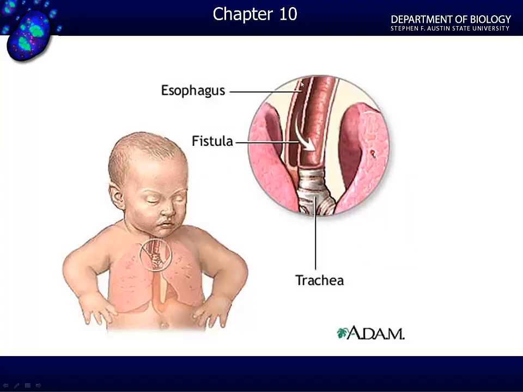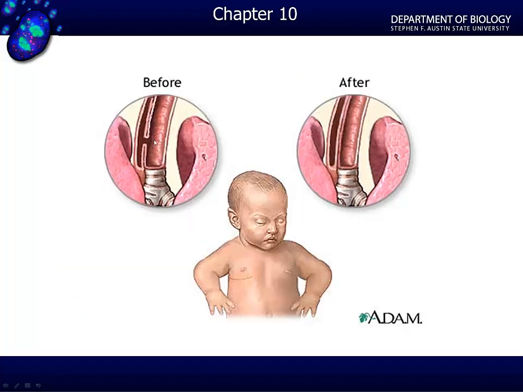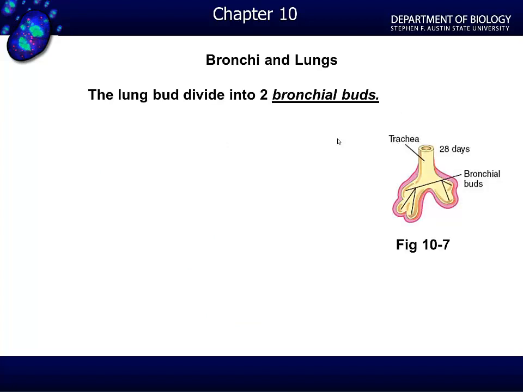So here we have just another illustration showing tracheoesophageal fistula, that inappropriate connection. Here we have a before picture, then after surgery. And again, that has to be done fairly quickly before any damage can be done, because babies are going to need to eat right away. Breathing is not going to be a problem. It's when they feed, and babies eat all the time.